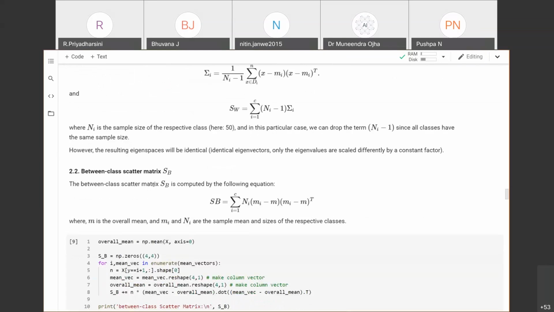The between class scatter matrix is actually calculated with this formula: the sum of ni (mi minus m)(mi minus m) transpose. In the between class scatter matrix SB, m is the overall mean, and mi and ni are the sample mean and sizes of the respective classes.